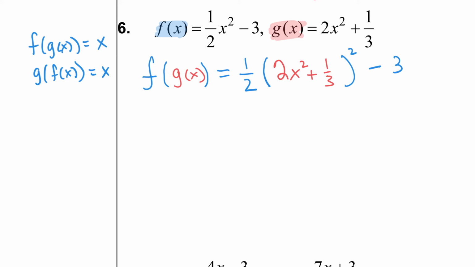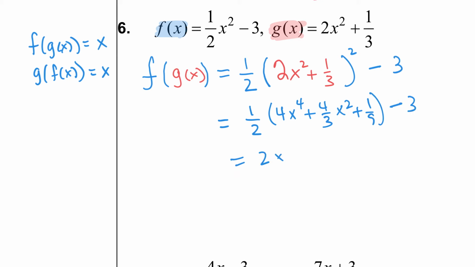This is already going south, but you're going to see that this will not be equal to x, so I can just stop. So I have 1/2 times 4x to the 4th, plus 4/3 x squared plus 1/9, minus 3. So this is 2x to the 4th plus 8/3 x squared plus 1/18 minus 3. Well, obviously it didn't come out to x. So you notice they're not going to be inverse of each other. So this would be no, not an inverse of each other, right?